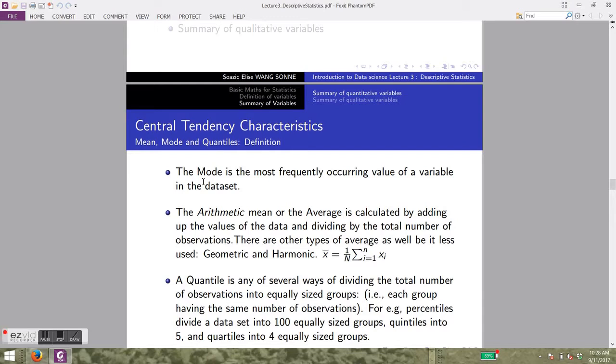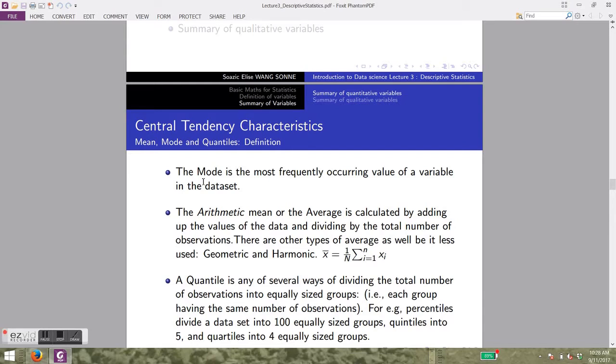Right, so let's, for instance, consider the example of the number of housemates per MPP student. Let's say most students answer they have 2 housemates, so we will say that the mode of the variable number of housemates of MPP students is 2.